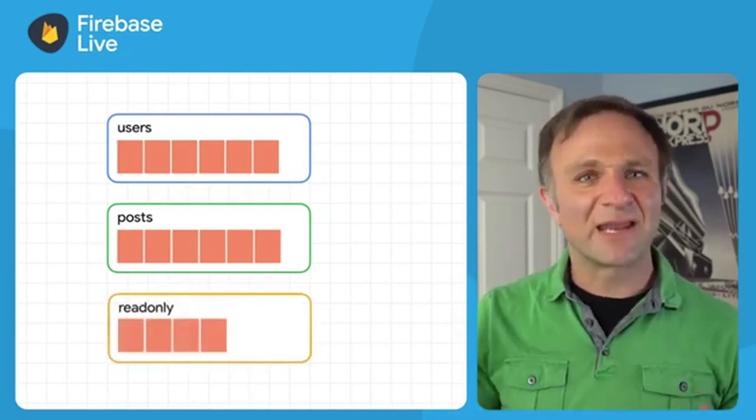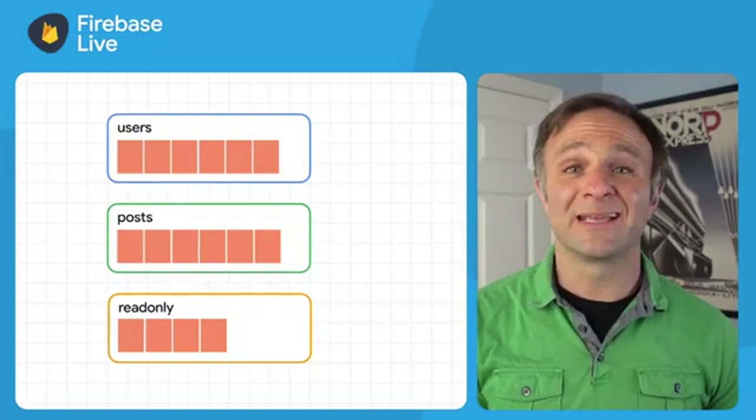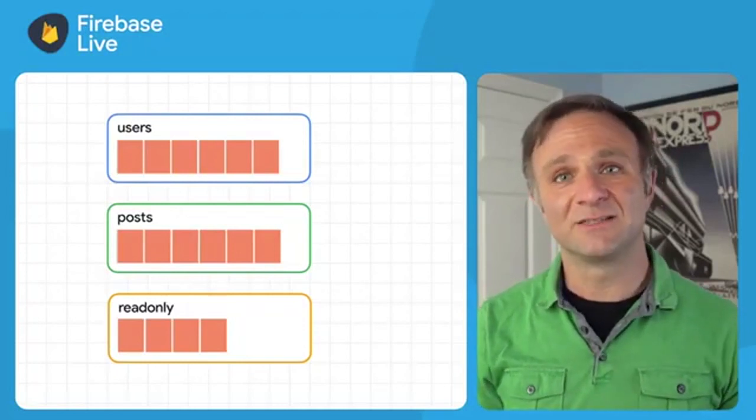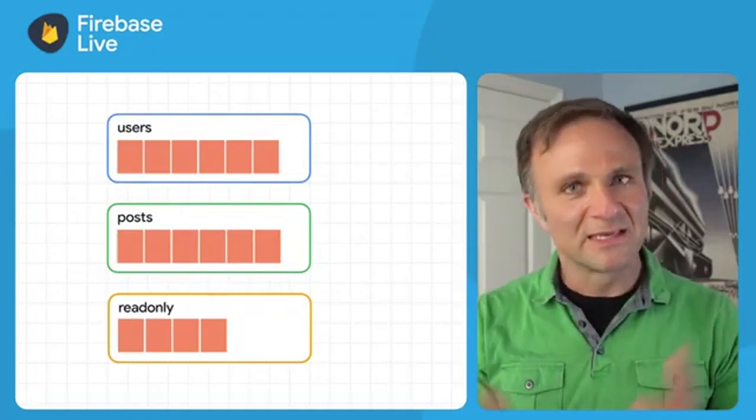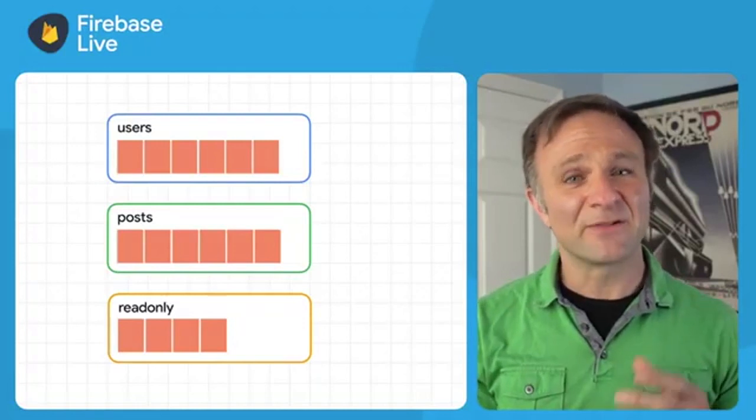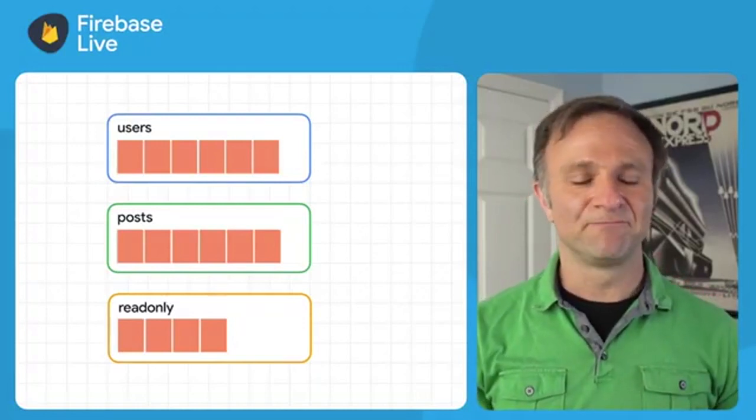And then let's say some kind of read-only collection, someplace we might want to store data that our app occasionally needs but shouldn't be written by our users. Seems like a simple enough setup, but let's think about the security rules we're going to need to support this.